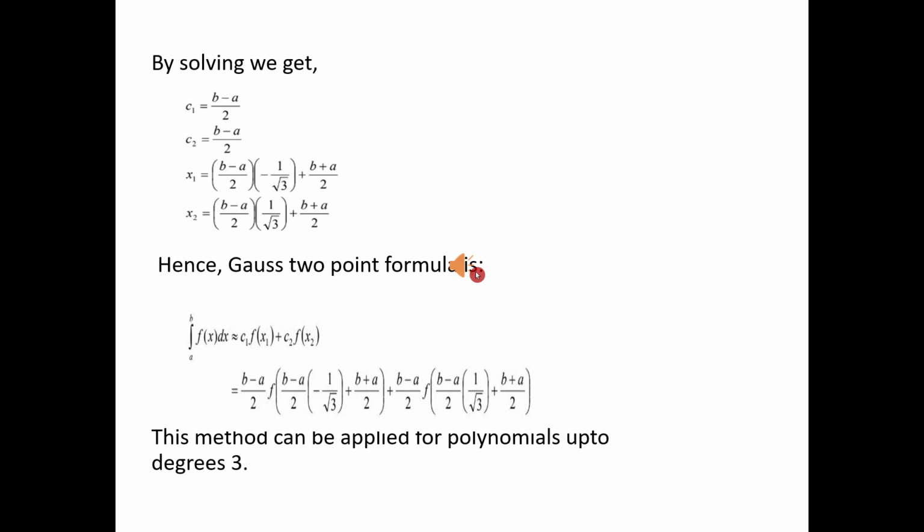So by substituting the values of these constants in the equation, that is integral a to b f of x dx is equal to c1 f of x1 plus c2 f of x2, we get the final formula. We have to memorize only this formula for solving the problem. So this method is applied for polynomials up to 3 degrees.